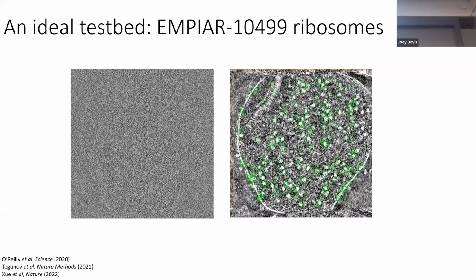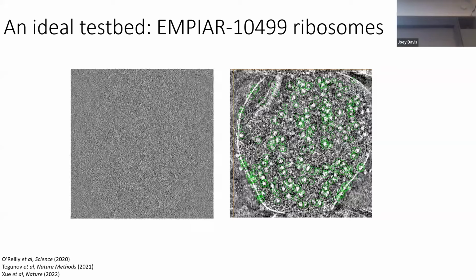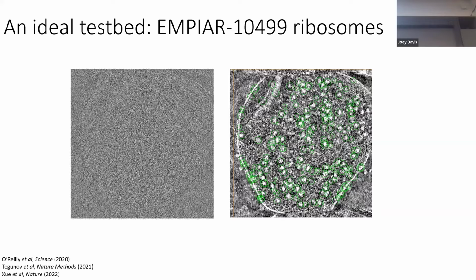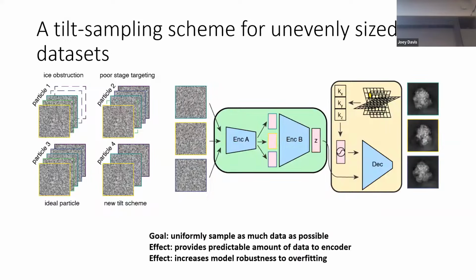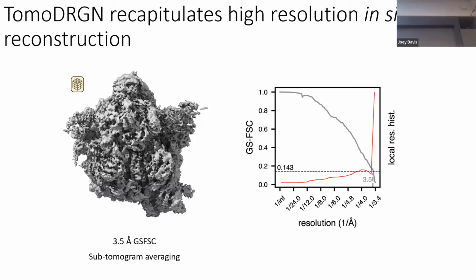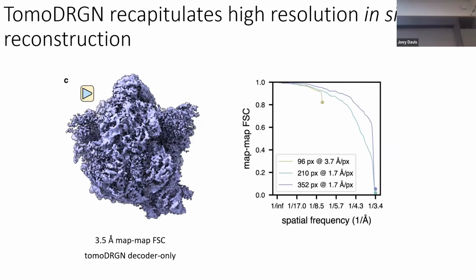And once you image it, it's a little hard to see here, but there are actual ribosomes throughout there. If you denoise the micrograph, you can see them nicely. You can extract those particles and generate a high-resolution reconstruction. TomoDRGN can also generate a high-resolution reconstruction.